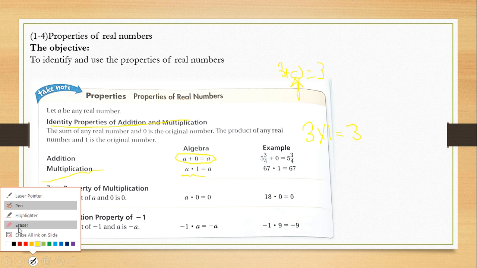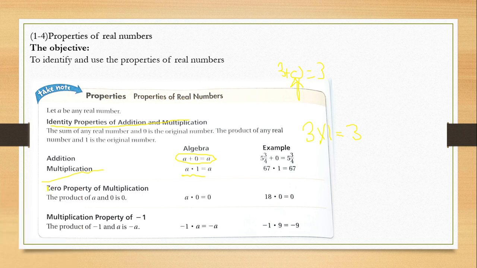Now we also have the zero property of multiplication. What is the zero property of multiplication? Once you multiply any number by 0, you will get 0. From its name, it directly gives you the result 0. Finally, we have the multiplication property of negative 1, which means once you multiply by negative 1, you will get the negative of the number that you have.